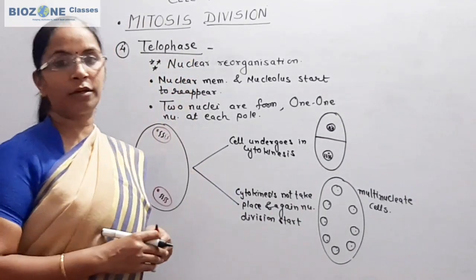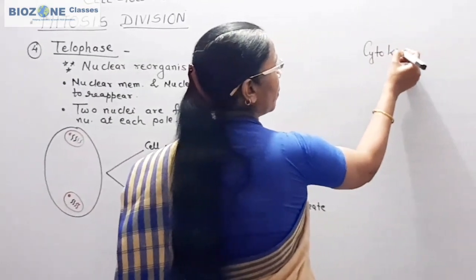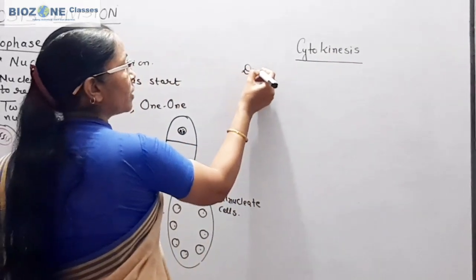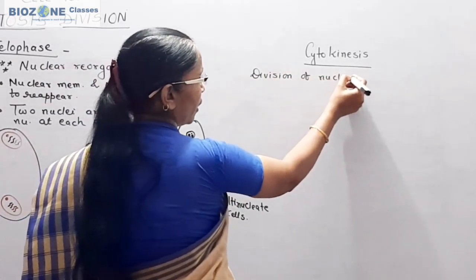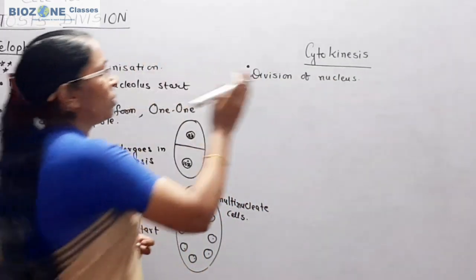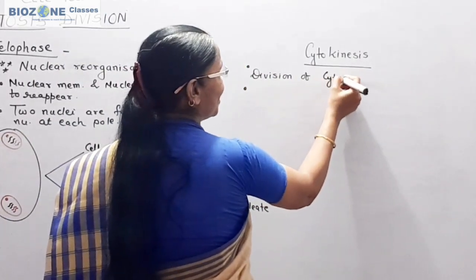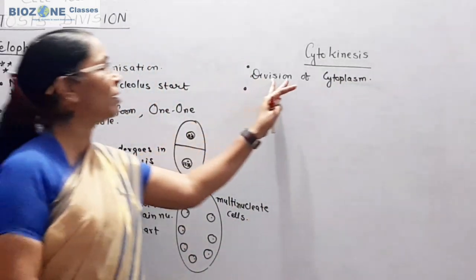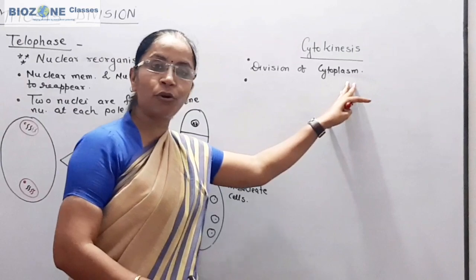So now we come towards cytokinesis. Here you remember, the meaning of cytokinesis is clear to all of you. Cytokinesis means simply the division of nucleus. Remember this part. Secondly, when we study the division of nucleus, here I am saying the division of cytoplasm. Again, slip of tongue. So cytokinesis is commonly called the division of cytoplasm.